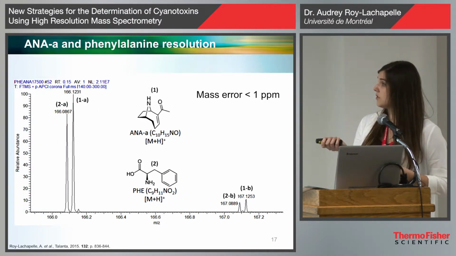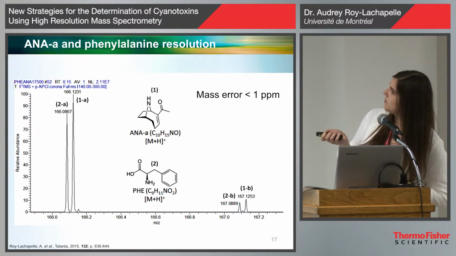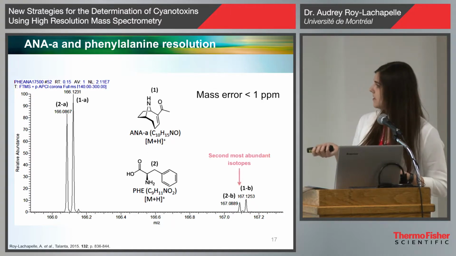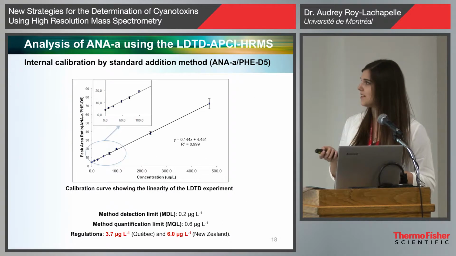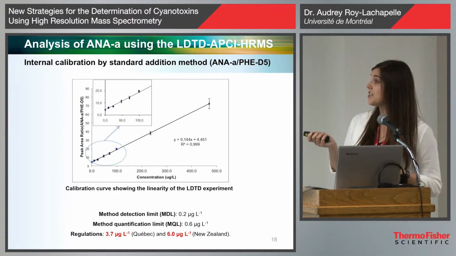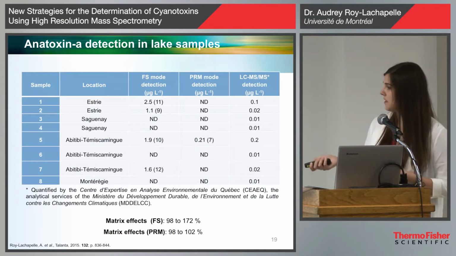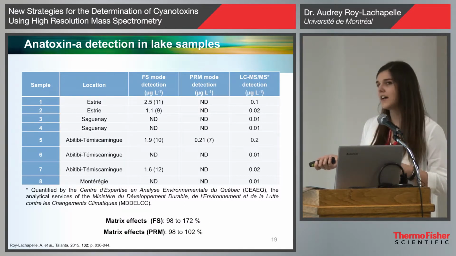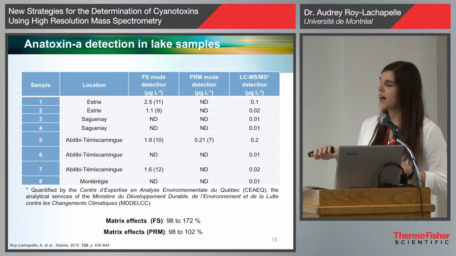This is the mass spectrum, only to show you the signals of Anatoxin-A and phenylalanine, which are really close. The second most abundant isotope, so the signals were distinguishable and no false positive were possible during the analysis. Also, the internal calibration is shown only to show you the linearity of the LDTD experiment. Also, really important, our limits of detection are a little bit higher compared to liquid chromatography, but the regulation for Anatoxin-A is 3.7 micrograms per liter, which is much higher than our limits of detection. So we were in the right range.